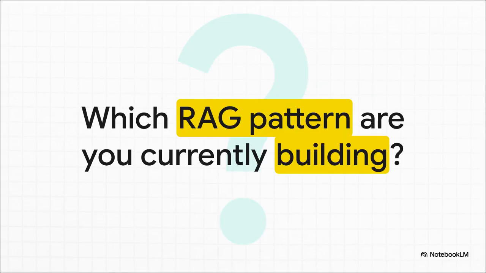And that leaves us with one last question for you. Looking at all these patterns, which one are you currently building or maybe planning to build? Are you starting with a really solid hybrid model, or are you ready to take that leap into a full agentic system? Let me know what you think.